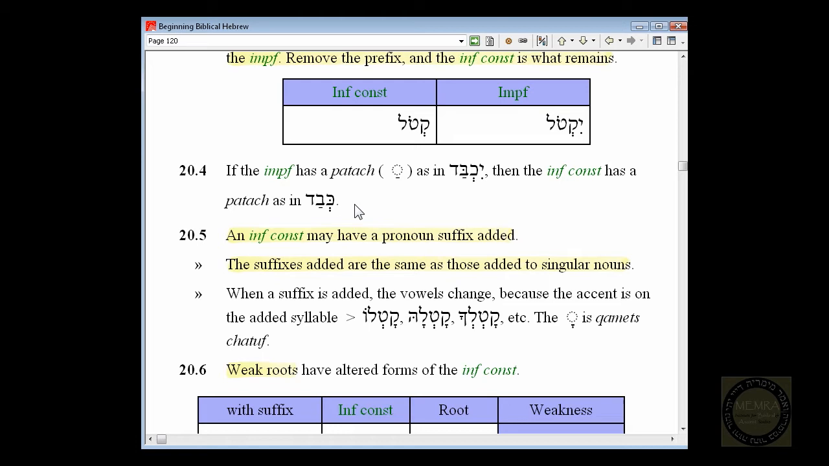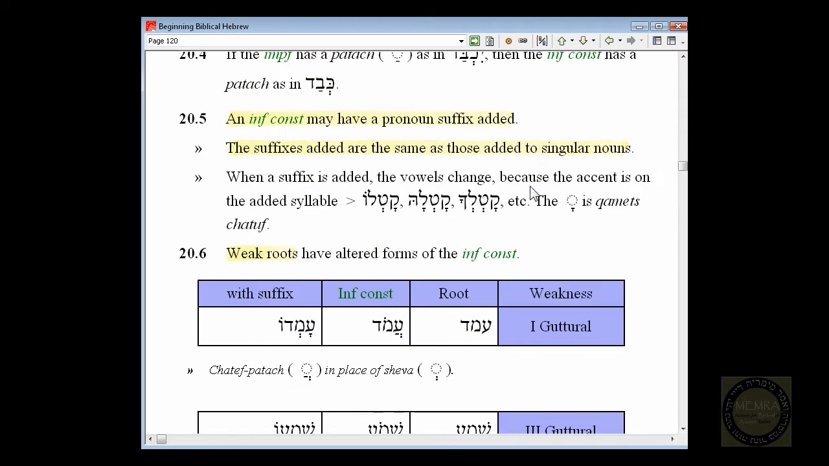So they're not difficult to spot, even if they don't go with the normal pattern of shva holum. You get that shva under the first consonant, and there's no ending, obviously no prefix. 99 times out of 100, that's an infinitive construct. Now, an infinitive construct can have a pronoun suffix added. Right here are some examples to the end.